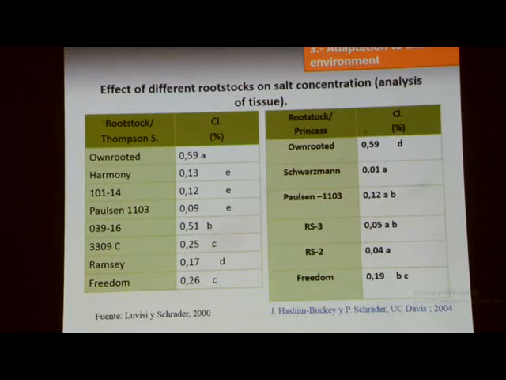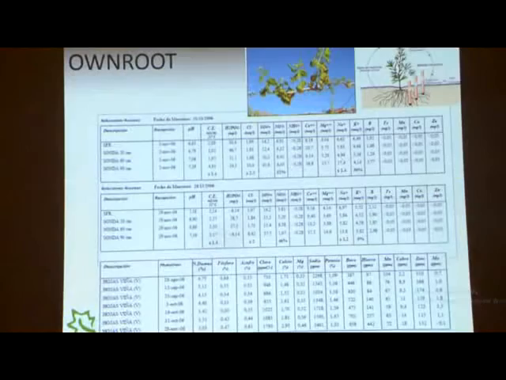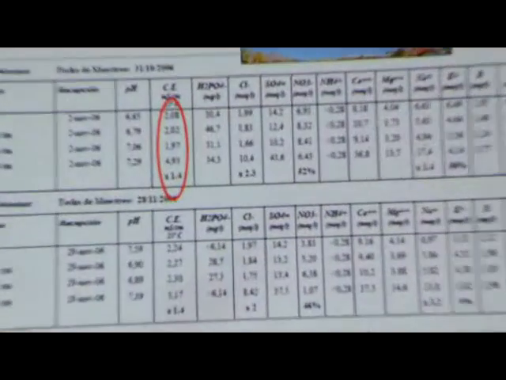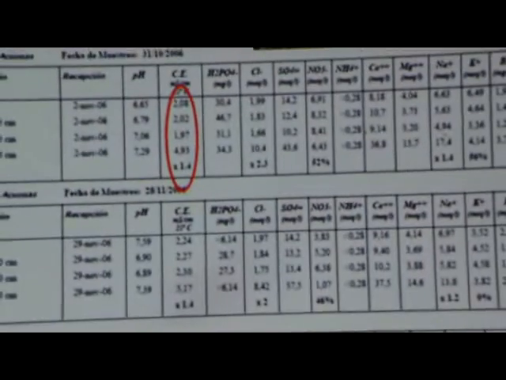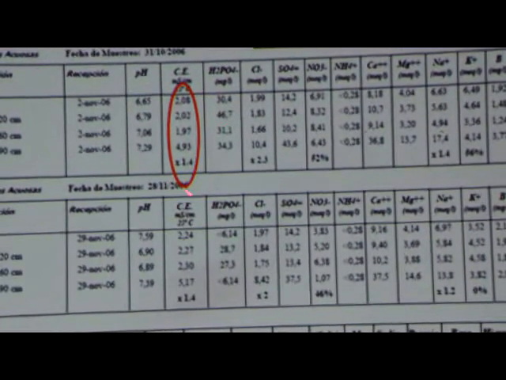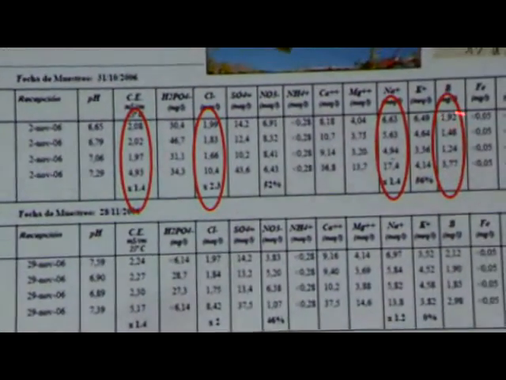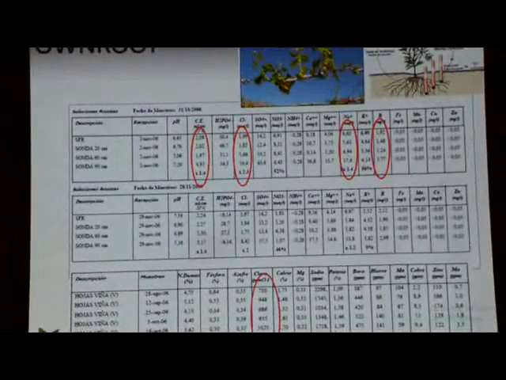More of the same in California, and in Copiapó. I understand you were there, where we have more than 2 millimhos per centimeter of electrical conductivity only in the water, and it accumulates in the soils, in the different layers of the deep soils. So salinity in this case is a problem, accumulating chloride, sodium, and boron, very high levels in the water, causing this damage when we use own roots.